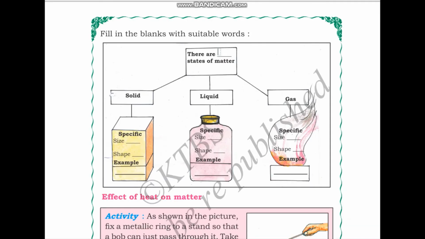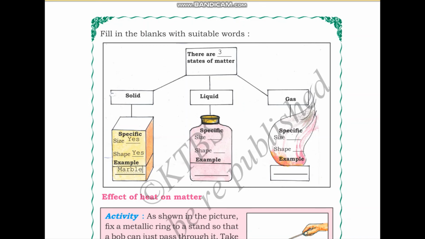Let us do the next activity. Fill in the blanks with the suitable words. So the first blank is, there are dash states of matter. So we know there are three states of matter. Okay, that is solid, liquid and gas. Next, solid. Does it have specific size? Yes, solid has specific size. Does it have specific shape? Yes, all solids have a specific shape. Next, we have to give an example for a solid. I will give marble as an example. You can give your own example.